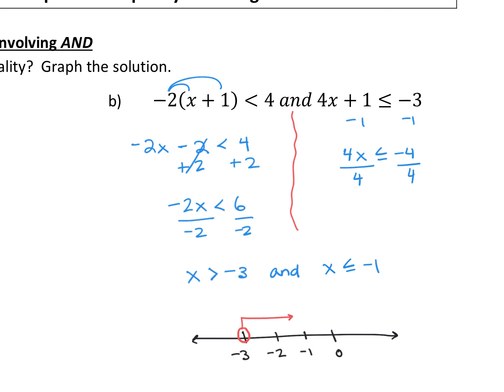And then x is less than or equal to negative 1, so we need a closed circle at negative 1 because of the or equal to. And then for x to be less than, it's going to shade all the numbers smaller, and you can see that we are shading everything in between. That's the overlap there of that solution. So your and inequalities will shade toward each other like that.